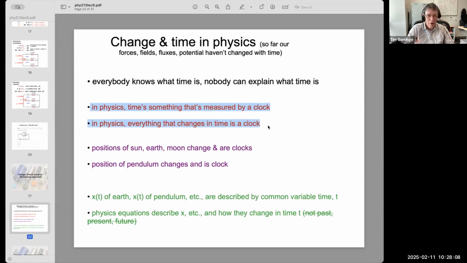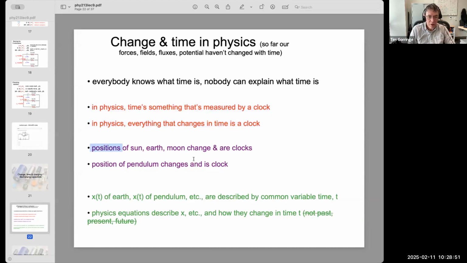It might be a clock on your phone or a clock on your wrist, but time is measured by a clock. But actually in physics, anything that changes in time, we think of as a clock. Your iPhone has a clock, my wristwatch has a clock, but actually the charging and discharging of capacitors are like clocks. They're like ticks of clocks. So the moral of these two bullets is that in physics, we're specific that time is something that's measured by a clock, but also that anything that changes is also a clock. That's an interesting way of thinking about time.